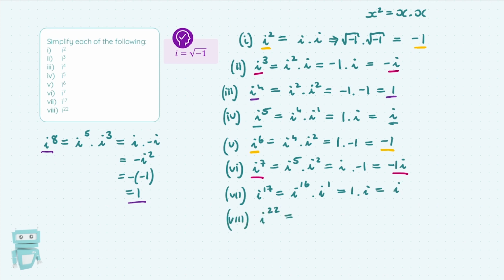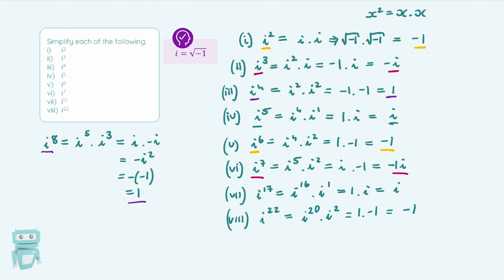i to the power of 22. Again, get your closest multiple of 4 that goes into it. So that's the same as i to the power of 20 times i squared. i to the power of 20 is the same as i to the power of 4, which is 1. i squared is minus 1. And that gives us minus 1.